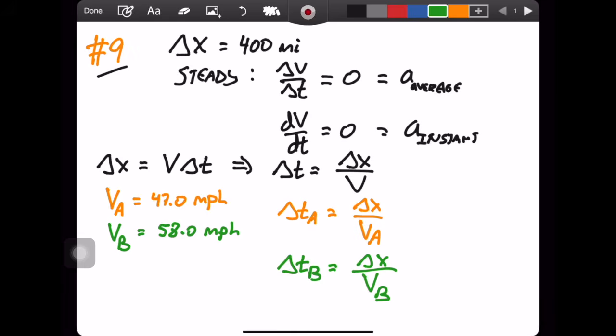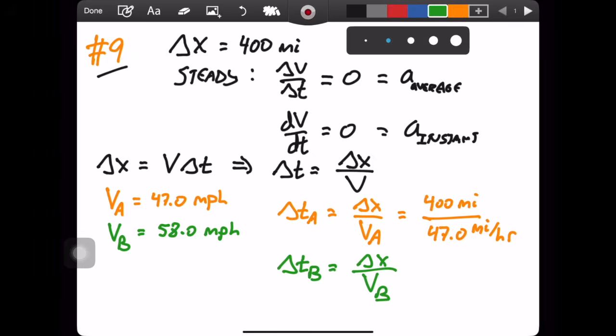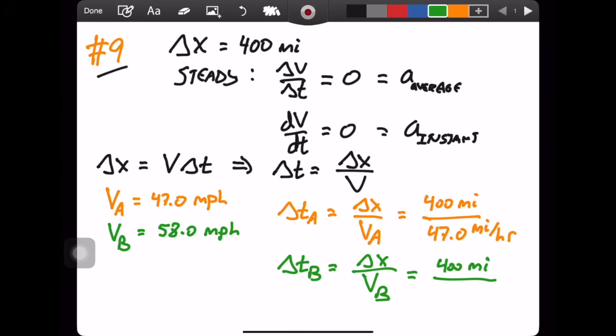All right. So in both of these cases, delta x is 400 miles. And we know that Alan's velocity is 47.0 miles per hour. A lot of people are going to be honking at Alan because that's pretty slow for an interstate. And similarly for Beth, it's 400 miles in the numerator. In the denominator, though, Beth is traveling at 58 miles per hour. In this day and age, that's also fairly slow for the interstate.